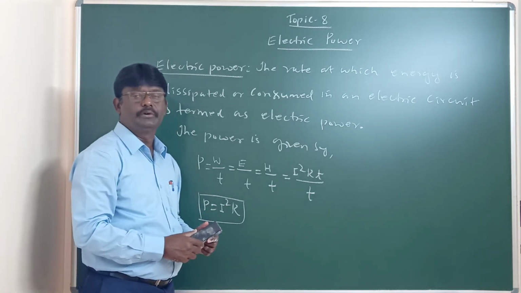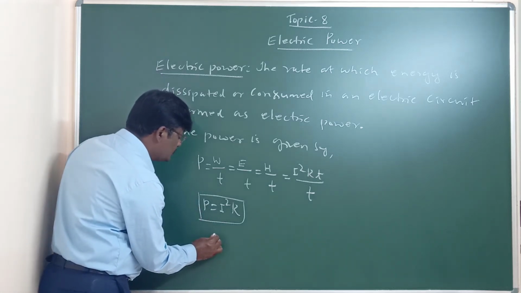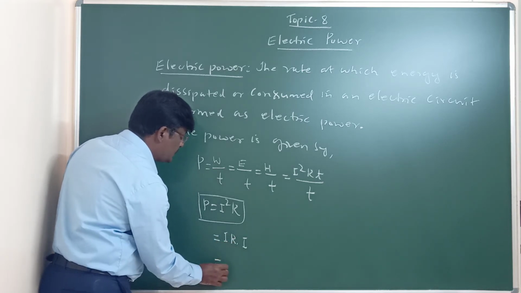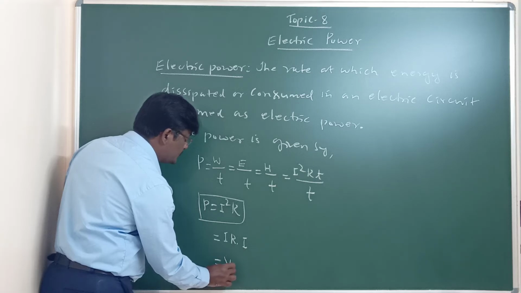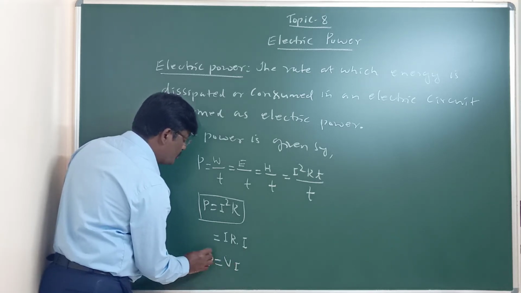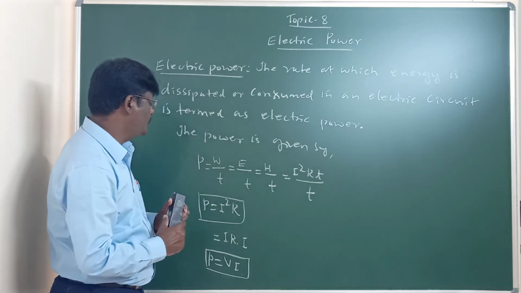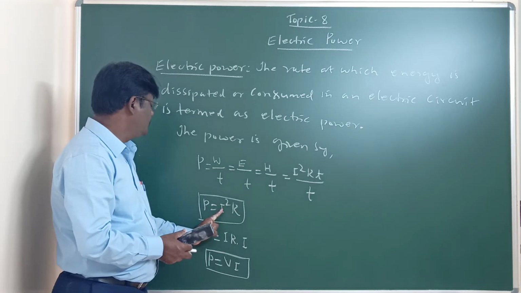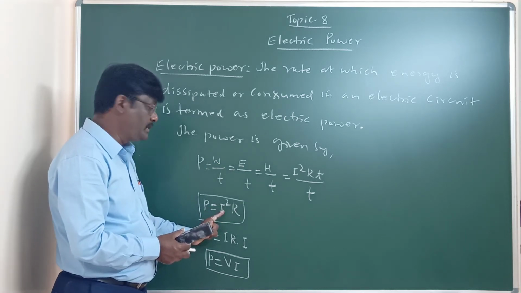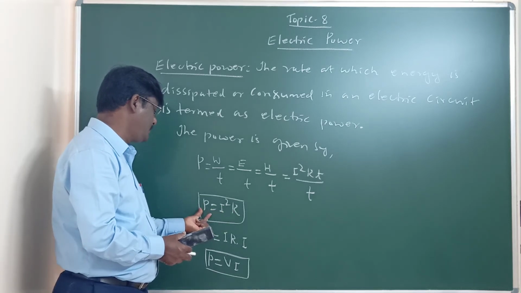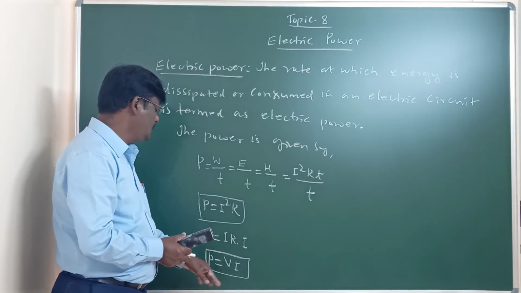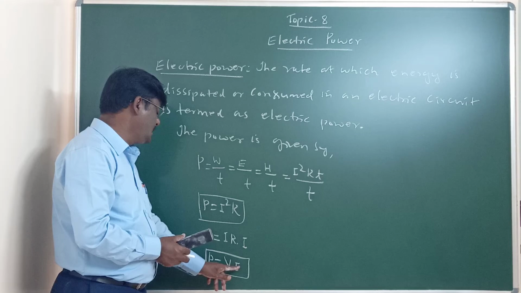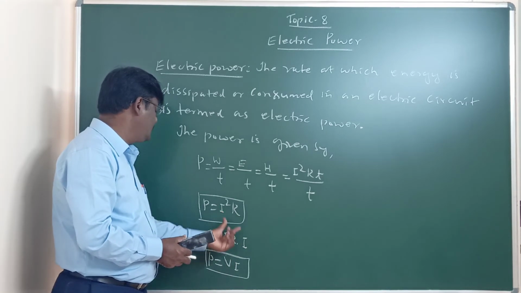In Ohm's law, we know V equal to IR. Therefore, this can be written as IR into I. What is IR, children? According to Ohm's law, V equal to IR. So for power, we have one more equation, VI. In Ohm's law we have three factors, V, I, R. So when I and R are known in a numerical problem, to calculate power we can use I square R. When V and I are known, resistance is not there, so we use VI.